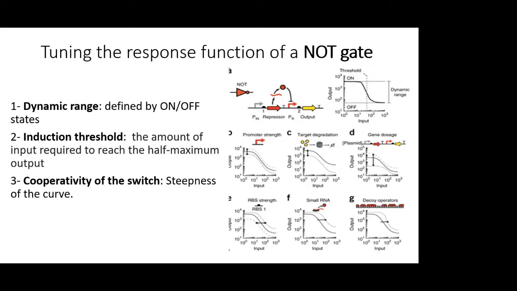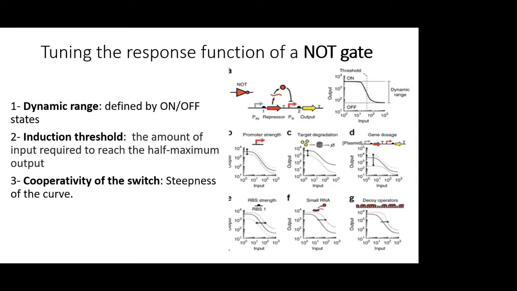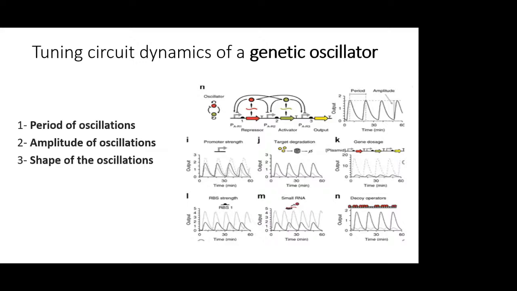So this can be done by changing the number and position of the operators available in the regulated promoter. So we have circuit level behavior, and we have component level parameters that we tune to change the circuit behavior. And also there is the example with the genetic oscillator, I already spoke about this part.